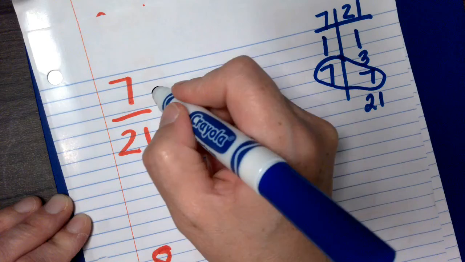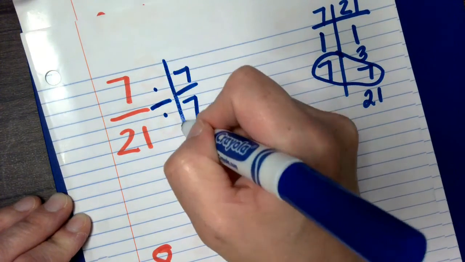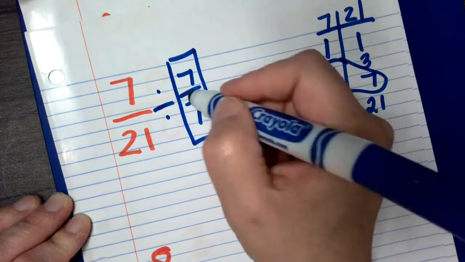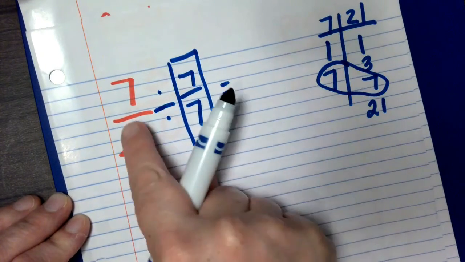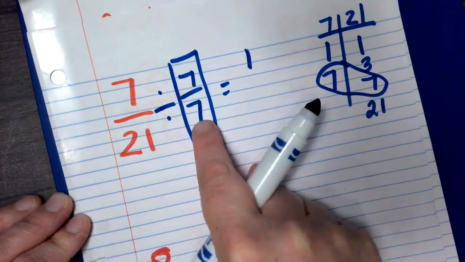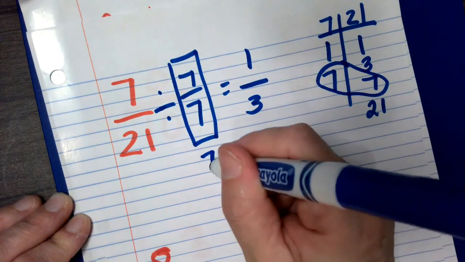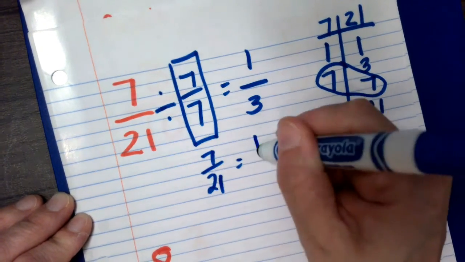So I'm going to divide by 7 over 7. Again, it's the same practice, which is the same thing as 1. And 7 divided by 7 is equal to 1. 21 divided by 7 is equal to 3. So 7/21sts is equal to 1/3.